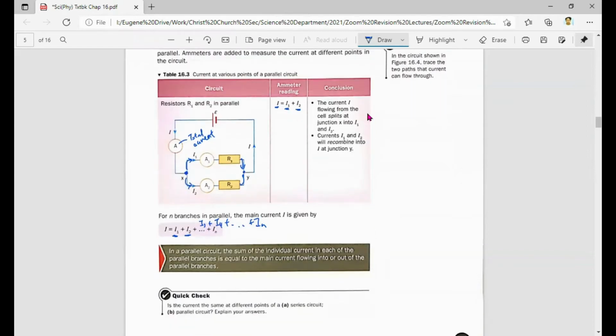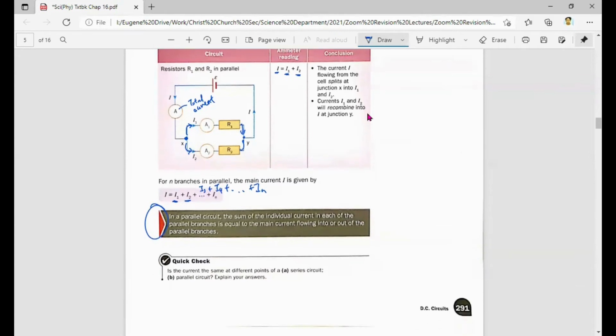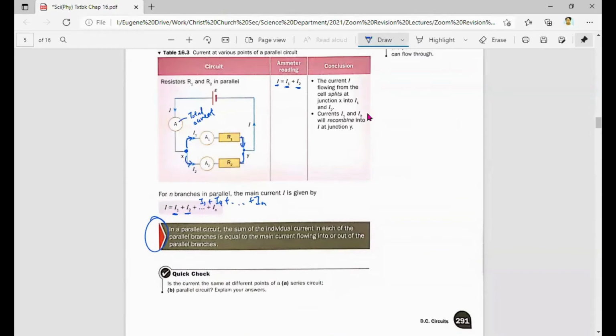So in conclusion, in a parallel circuit, the sum of the individual currents in each parallel branch equals the main current flowing into or out of the parallel branch. So into and out of, right? The main current flowing into, and the main current flowing out of, is actually the sum of all the currents inside the parallel branches. So this idea of how it actually works out gives you an idea that it's not like they purposely had a principle there. It's just that when they did the experiment, they realized that was what they found out, and hence this concept could be applied to your theory.